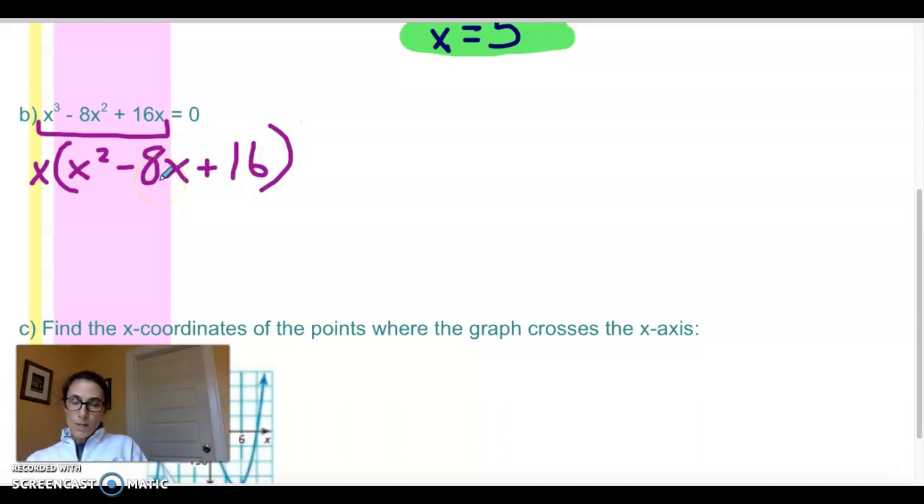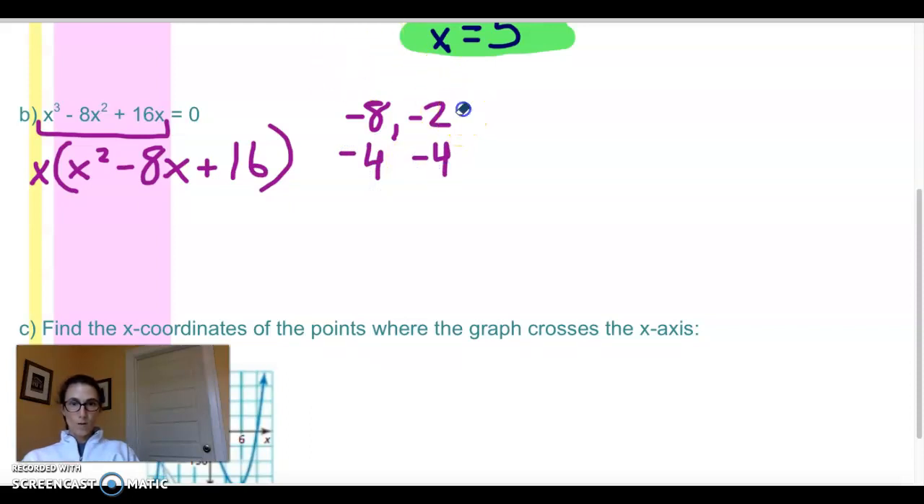So what we want here, since there's no leading coefficient, are factors of positive 16 that will add up to negative 8. The only way to do that would be with two negative factors of 16. You can think negative 8 and negative 2, but those do not add up to negative 8. So what I'm thinking is negative 4, negative 4.